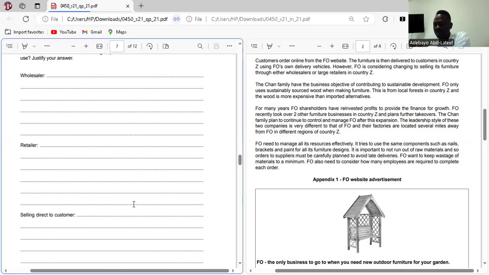Selling direct to customers can bring about a direct relationship with customers, leading to customer loyalty. Two, it allows the use of mail orders to sell the product, and this might be done through the internet, because you are selling directly to customers. So you can get your transaction done online, 24 hours. It is accessible to the customer.